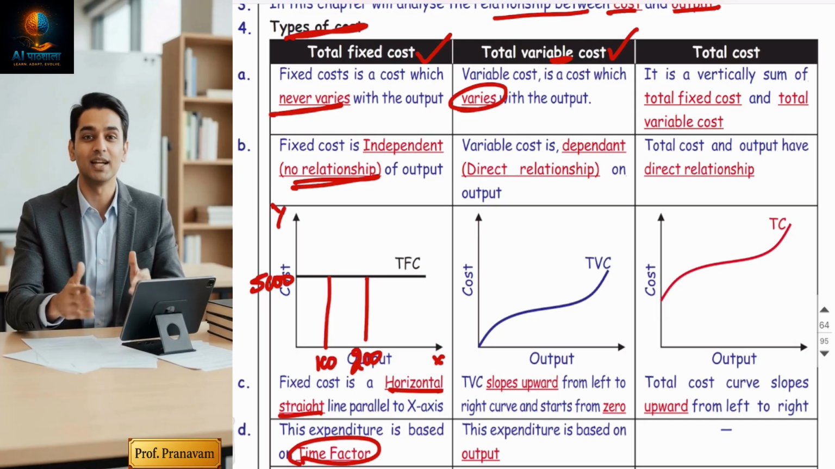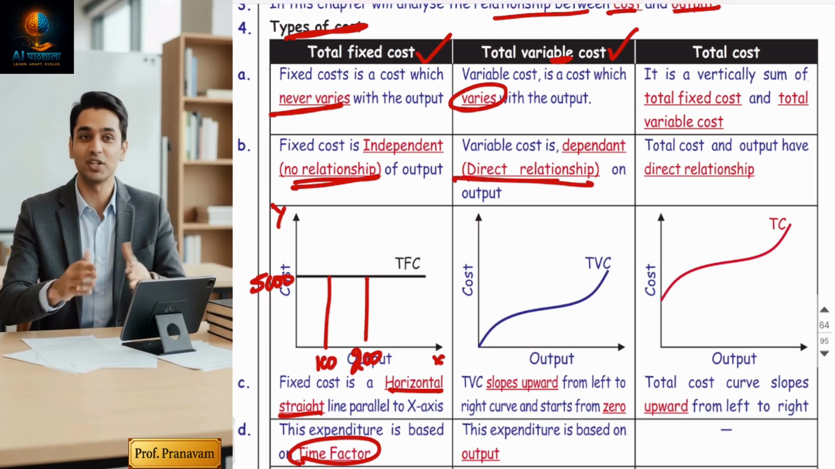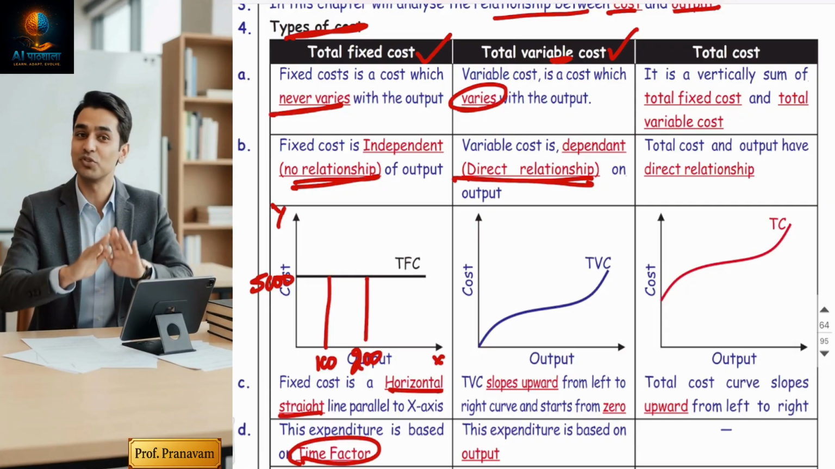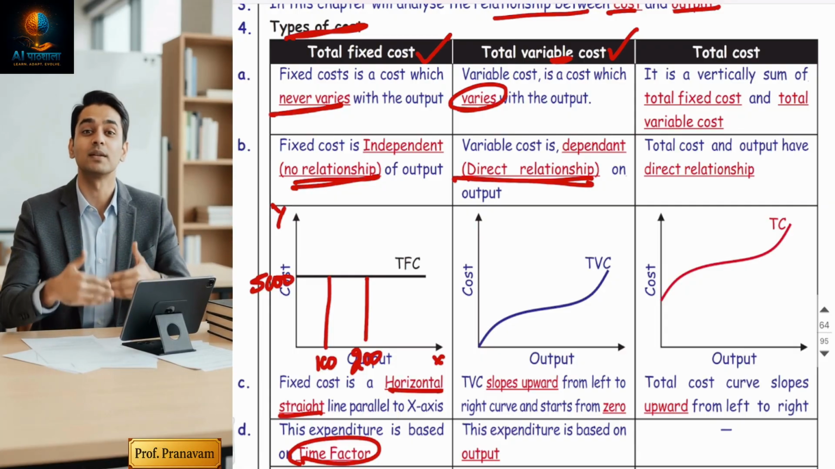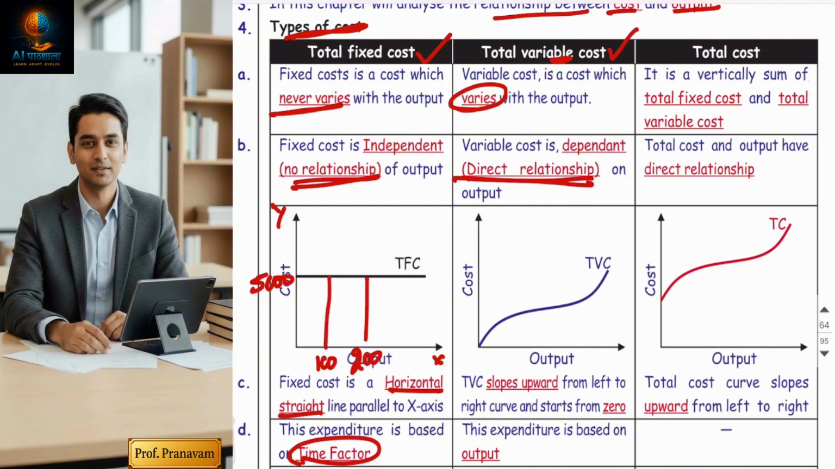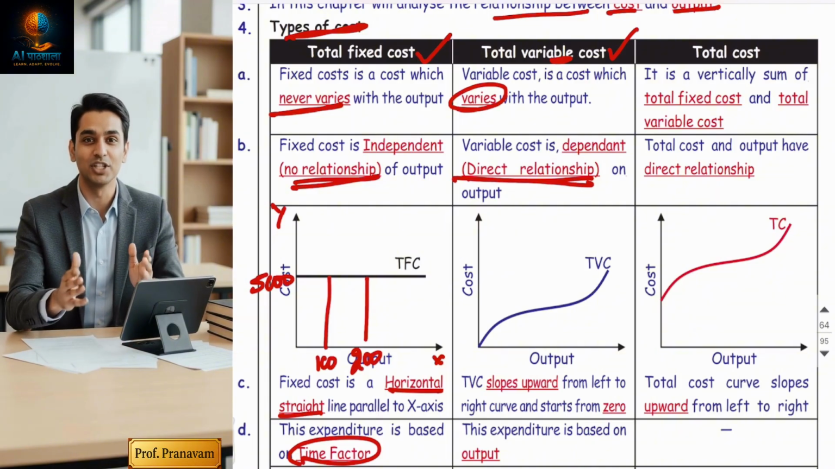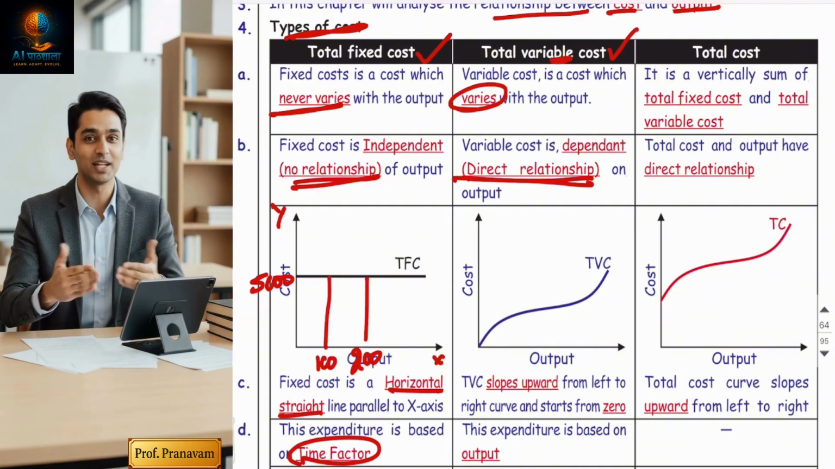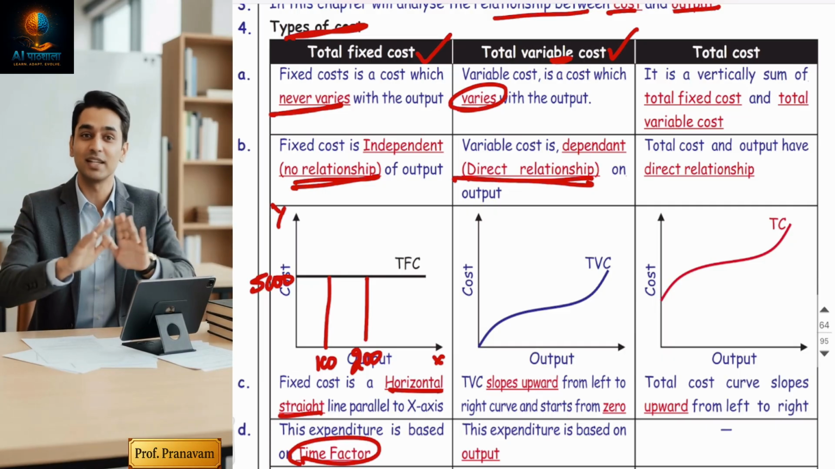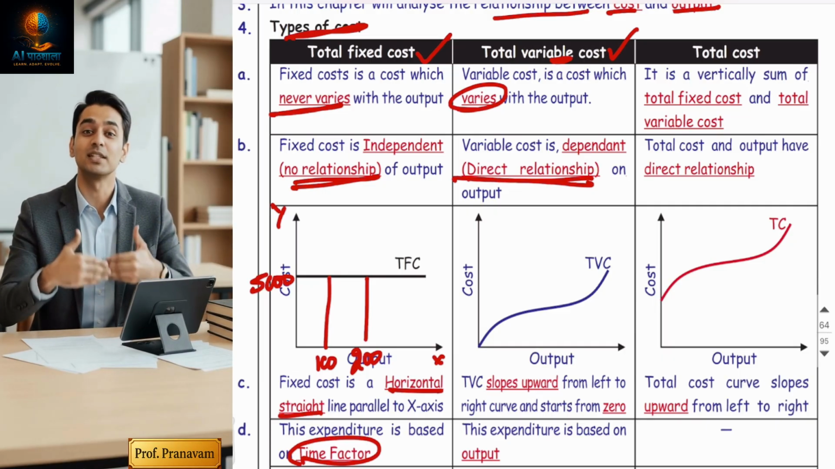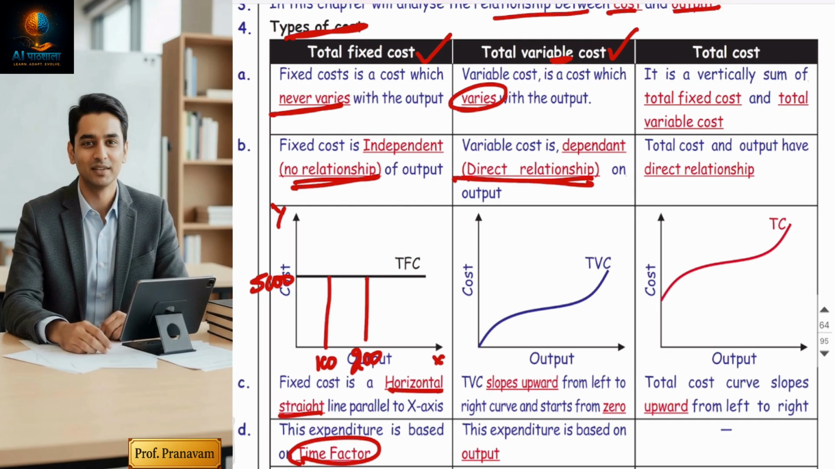Now, variable cost and output have a direct relationship. Are you getting it? In every step, I'm comparing only two, cost and output. Yes, variable cost and output have a direct relationship. That means if output increases, variable cost will also increase. If you reduce the output, variable cost will also reduce.